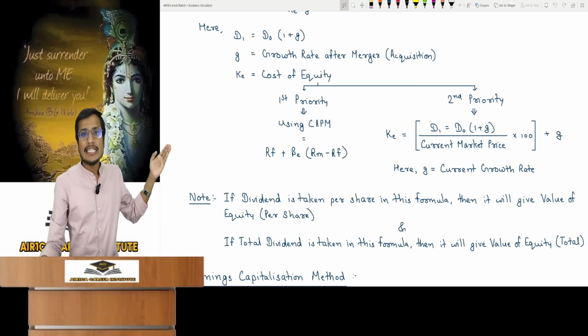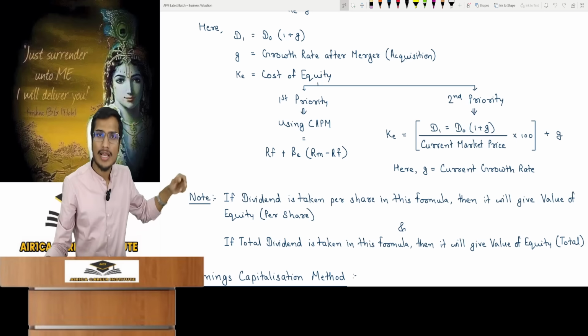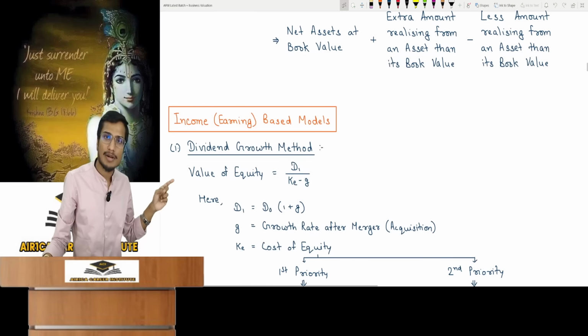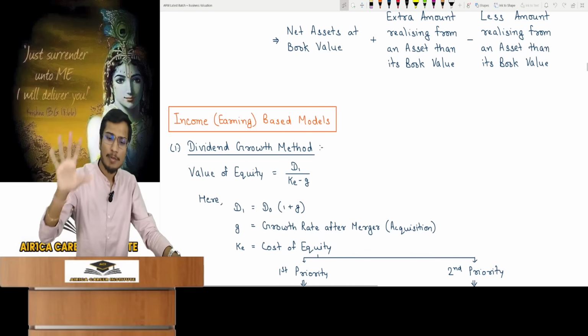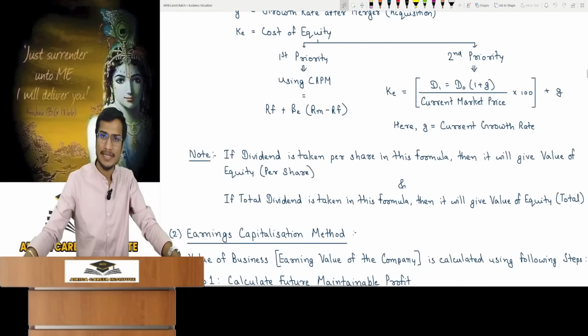So for the purpose of calculating KE here, you will take the current growth rate, and for the valuation, take the growth rate after the merger. The rest of the details and proof are shown in the lecture. So you don't have to go into that for revision.